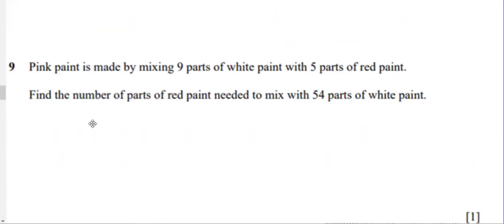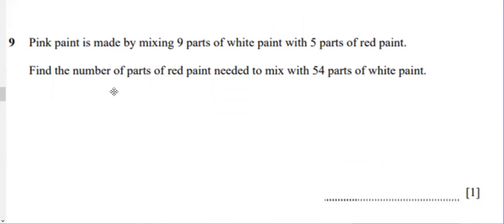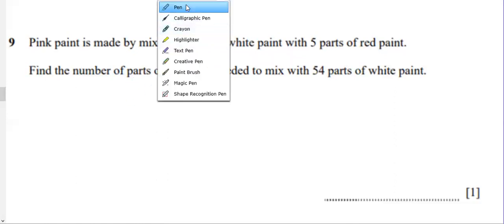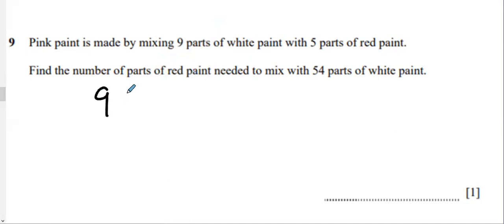Then we have another question here. Pink paint is made by mixing 9 parts white. So you write here 9 white. Pink paint is made by mixing 9 parts of white paint with 5 parts red.